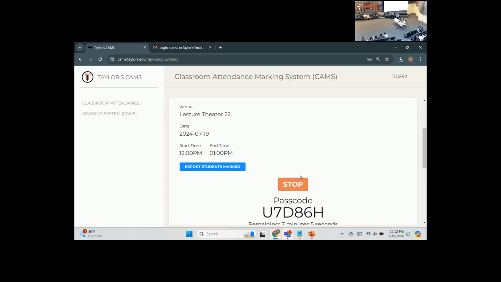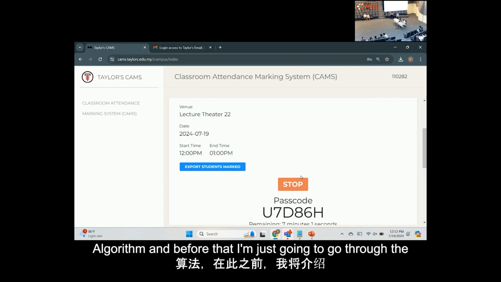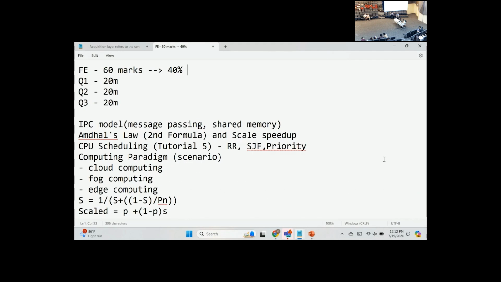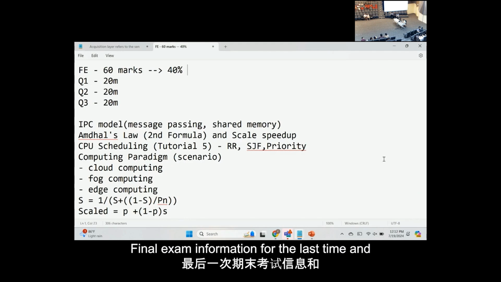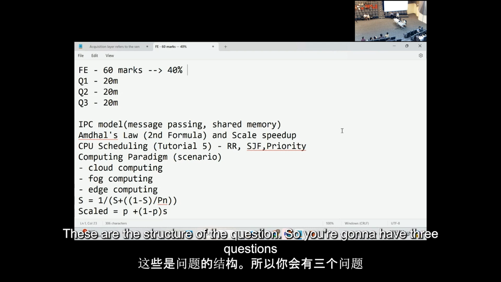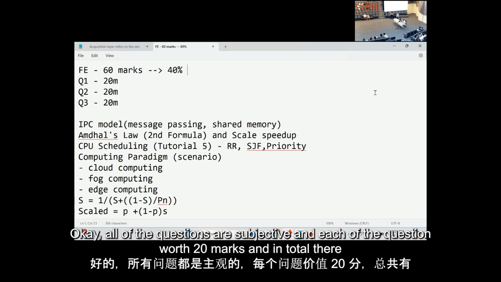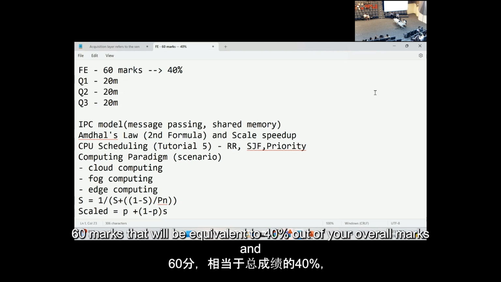For today we're going to cover one question related to the CPU scheduling algorithm. Before that, I'm just going to go through the final exam information for the last time. This is the structure of the questions. You're going to have 3 questions, all of them subjective, and each question is worth 20 marks. In total, there are 60 marks, equivalent to 40% of your overall marks.